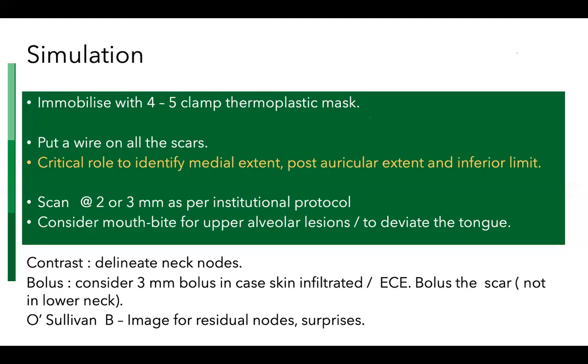We should consider a mouth bite for upper alveolar lesions. Why we must consider a mouth bite for the upper alveolar lesions, in spite of the fact that we might be treating the 1B node, is that otherwise the tongue will be in apposition to the palate and we may end up giving a very high dose and causing mucositis and dysgeusia. So in spite of the fact that we may be treating the 1B nodes, we can still create a cold spot over the tongue, and therefore it's important to consider a mouth bite.